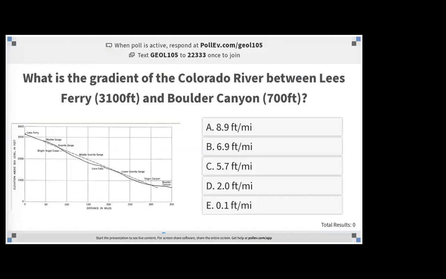Okay. So what is the gradient of the Colorado River between Lee's Ferry at 3,100 feet and Boulder Canyon at 700 feet? So the distance between those two is 350 miles. So go ahead and calculate that gradient for me. We have a distance of 350 miles and that elevation difference. Tell me what you get in feet per mile.